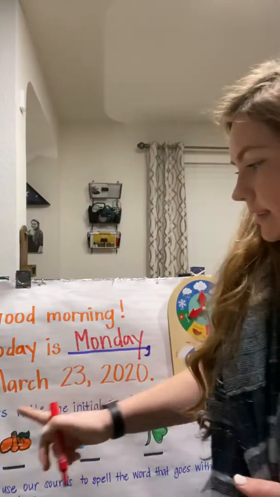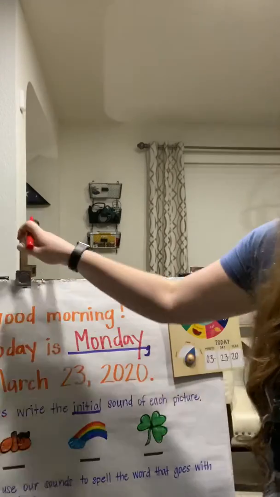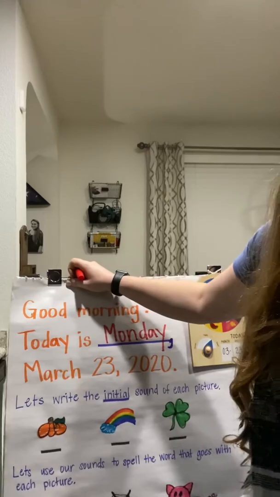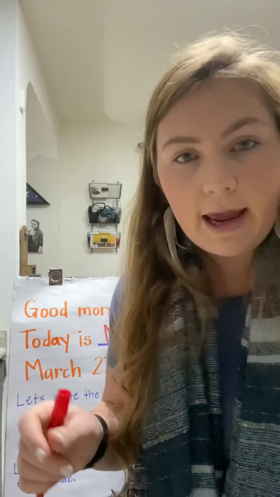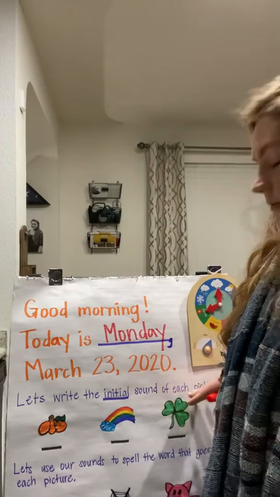All right, so let's read it. It says, let's write the initial sound of each picture. So we are going to write the initial sound of each picture. We said whenever we talk about the word initial, remember we think about the initials in our name. The initials in our name are the very first letter or the beginning letter of our first name, our middle name, if we have one, and our last name. So those are the initial letters of our name. We are asking to write the initial sound of each picture.